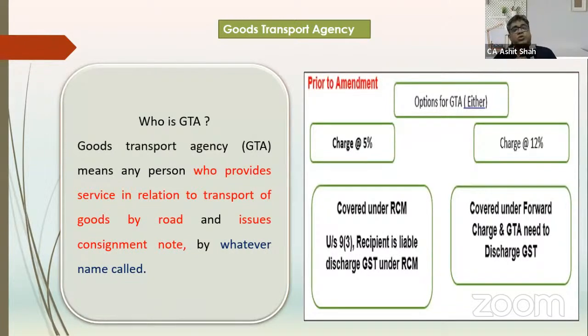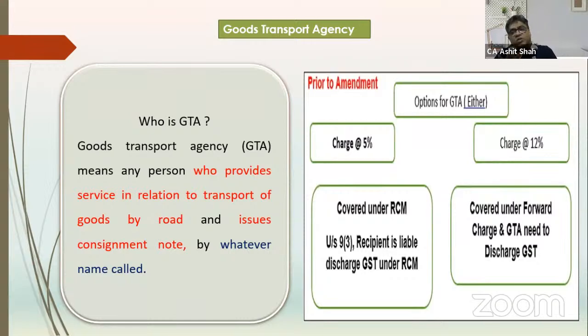Goods Transport Agency means any person who provides services in relation to transport of goods by road and issues a consignment note by whatever name called. So the person who provides service for transportation of goods by road, and if he issues the consignment note by whatever name called, he becomes a goods transport agency. Someone has asked me, suppose a transporter is there and he doesn't issue a consignment note, what will happen? Then it is not a goods transport agency.